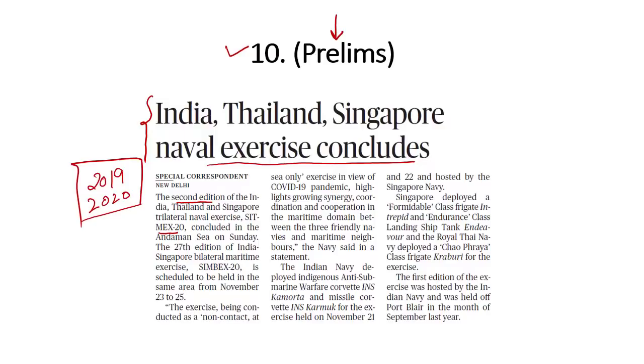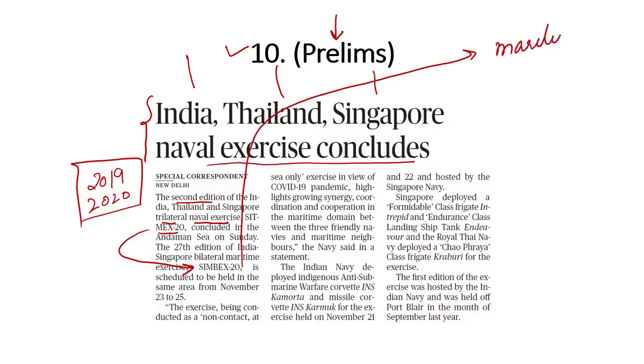But SITMEX is a trilateral between India, Thailand and Singapore. It's a naval exercise and it has been conducted only twice in the past, in 2019 and now in 2020. Don't confuse it with SIMBEX. What is SIMBEX? SIMBEX is basically a maritime exercise, but between Singapore and India.